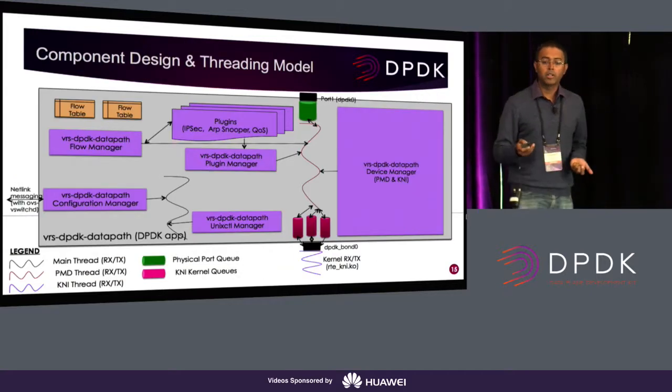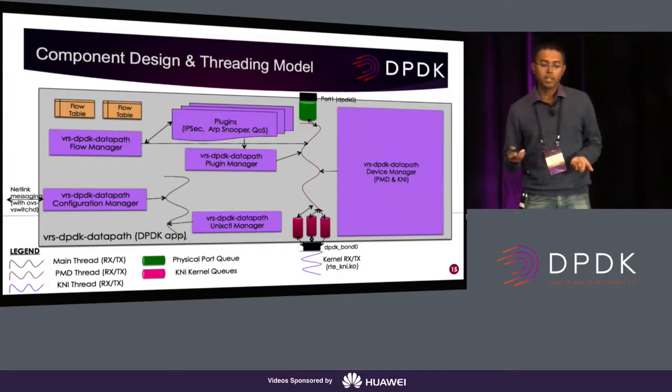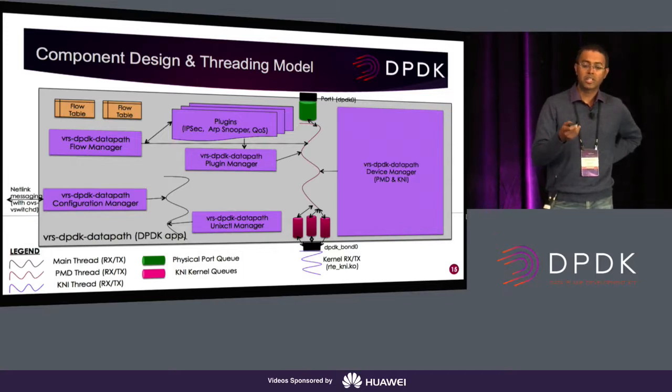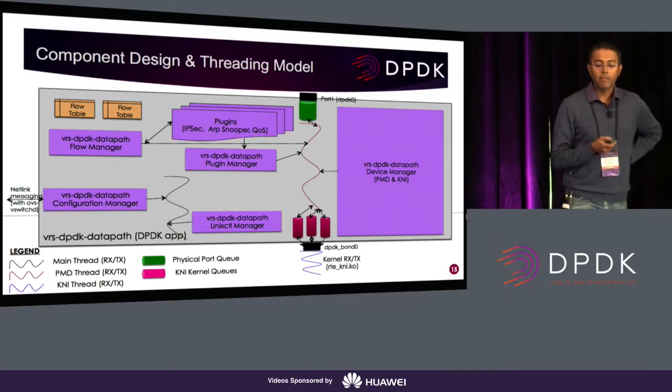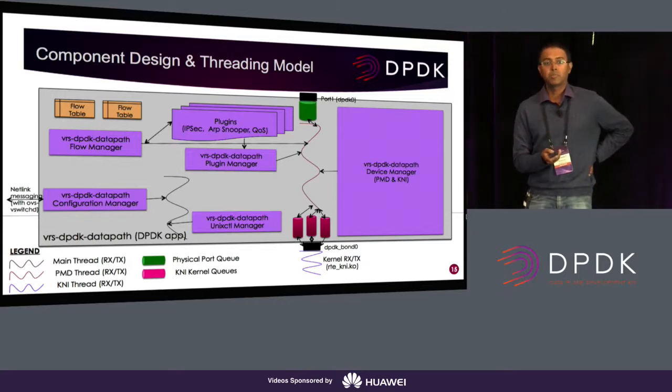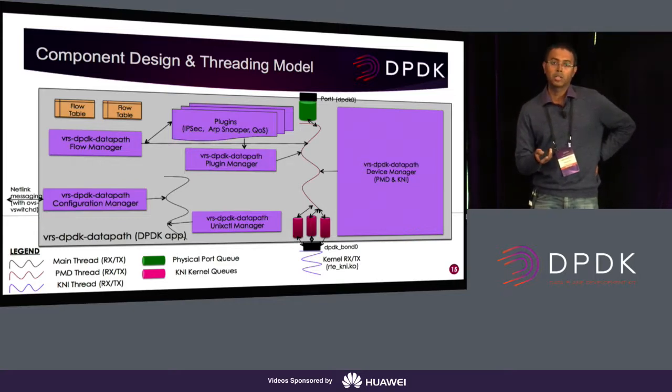In the threading model, there can be many approaches, but this is one of the models that we have used. As the packet comes in, it's a run-to-completion model. You will have the main thread, which talks to Open vSwitch and downloads the IPsec policies into the application, and then it applies the policy on the packets that arrive. And finally, those three red cylinders are the KNI queues that will go directly into the DPDK bond device.